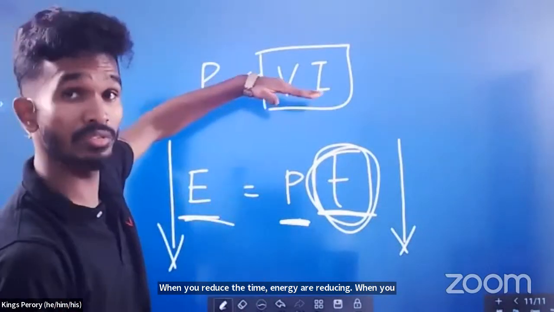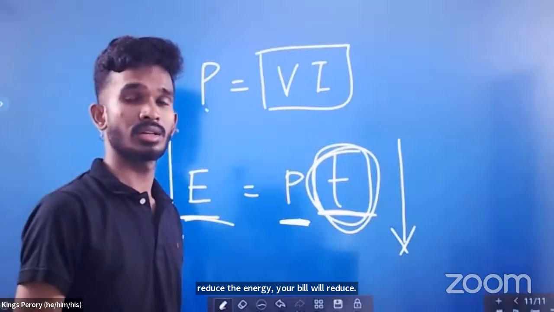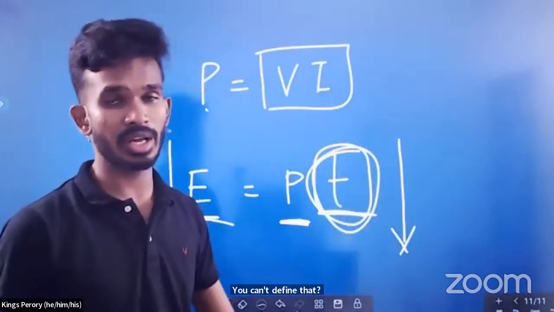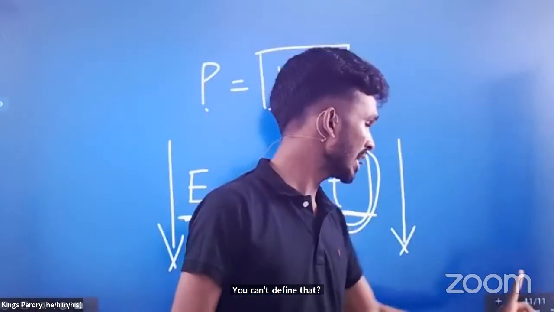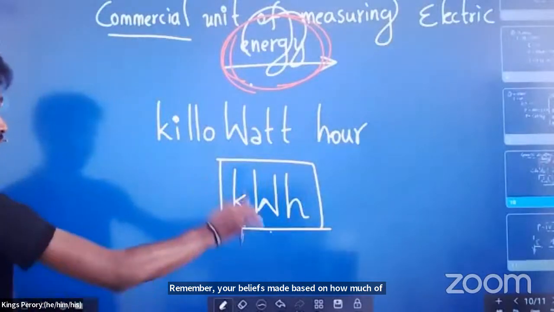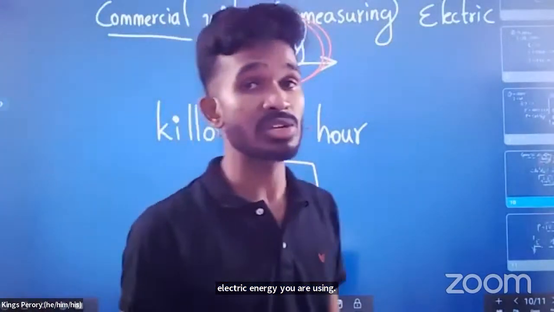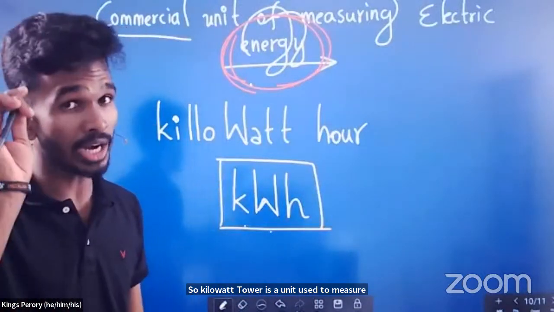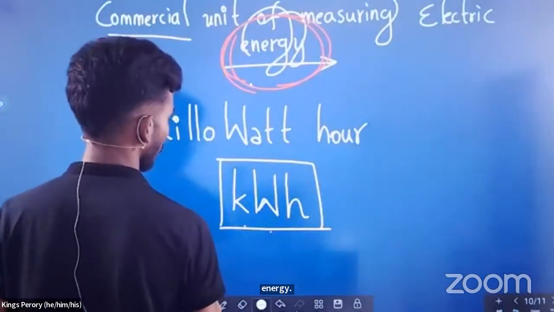Can you define that using the VI equation? Benny? You can't define that. Consumption is based on time. Remember, your bill is made based on how much electric energy you are using. So kilowatt hour is a unit used to measure energy, not power. Put that in your mind. Not power, it's a unit used to measure energy.